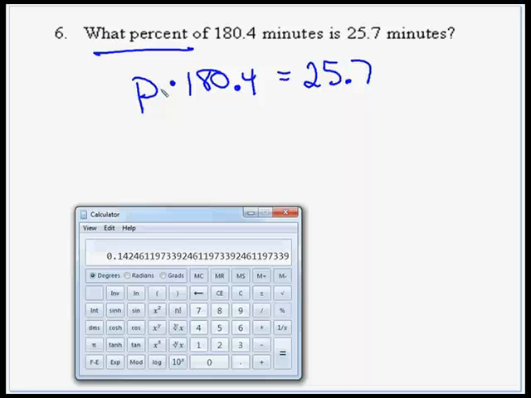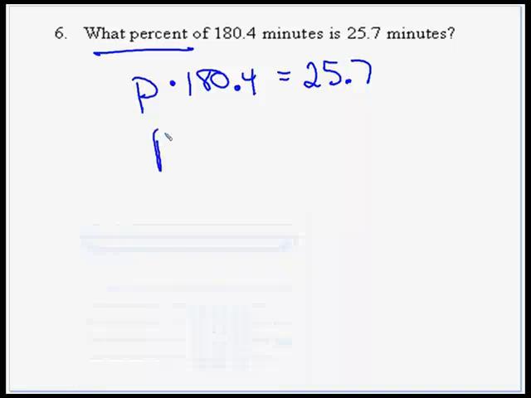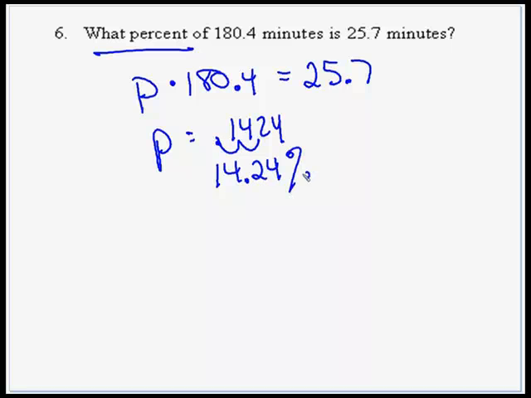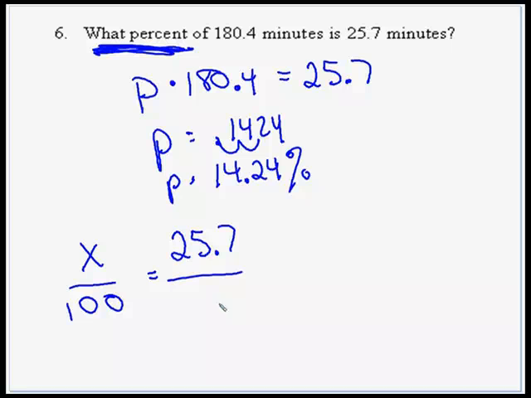P is 0.1424. P equals 0.1424. And we move the decimal twice and make that into a percentage. And remember, the other way to do it is we're looking for a percent. So that would be x out of 100 as a percentage equals the is number over the of number, 180.4.